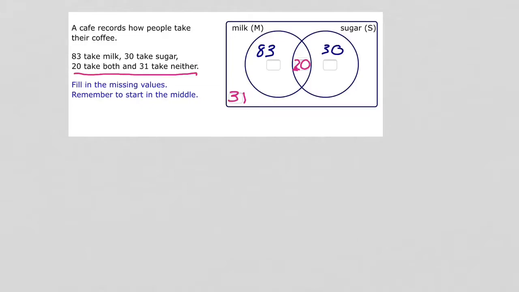But what you've got to remember, 83 is that entire circle. And we've actually already accounted for 23 people. So I'm not going to leave 23 in there. I'm going to put 63 in there. And same over here. 30 people take sugar, but I've already accounted for 20 of those in the milk and sugar. So that becomes a 10.